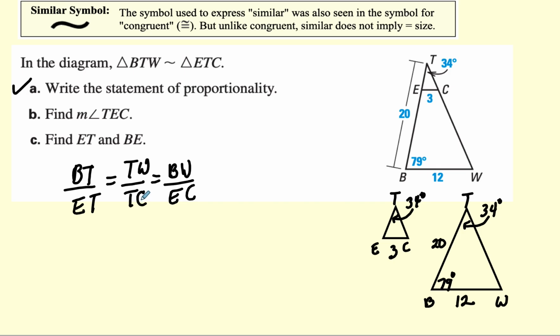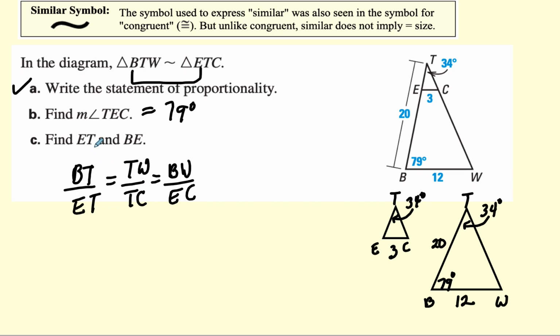Next thing is to try to find the measure of angle TEC. Now angle E has to be the same as angle B. So here's angle E we're looking for, and all we've got to do is look at angle B. Angle B is 79 degrees, and so that's what angle E will be.